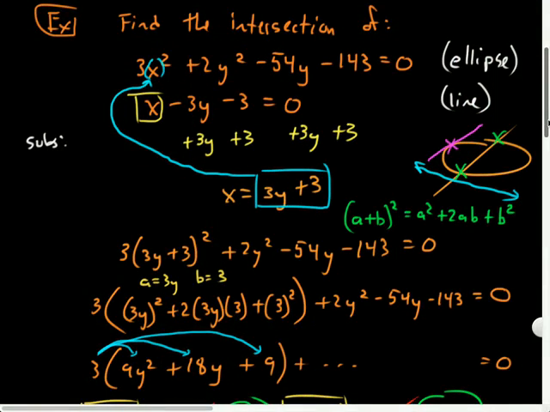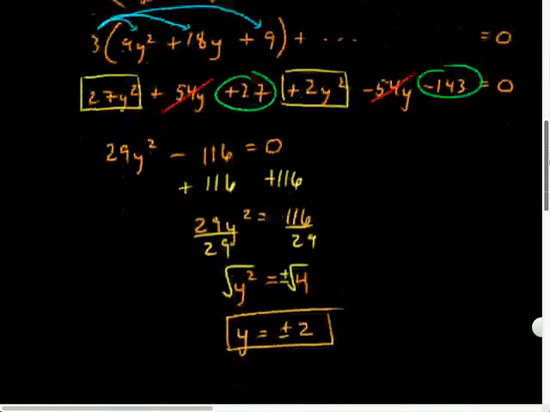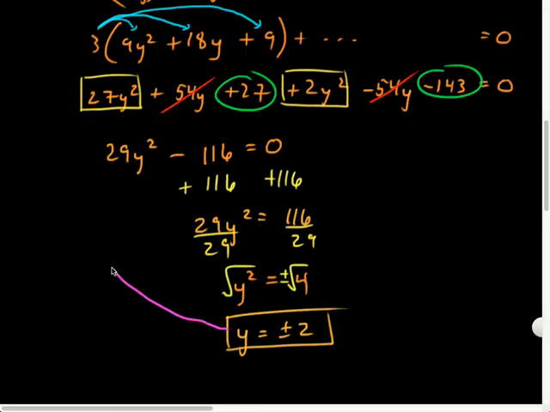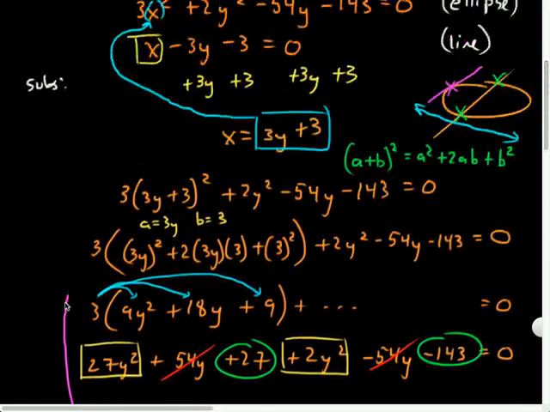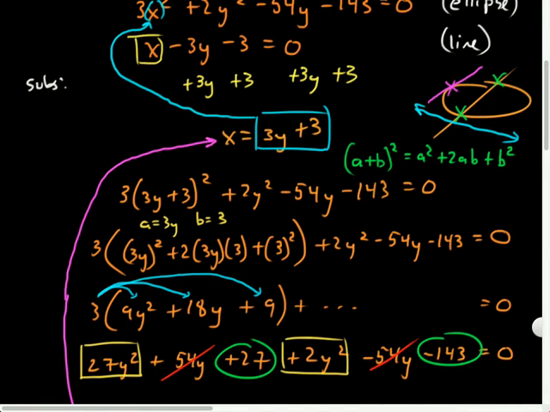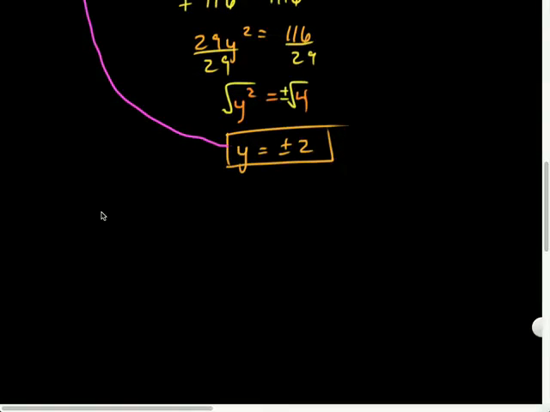Plug y in. Yeah, let's plug it in, and in fact, let's be clever about it. Let's plug it in to one of the equations that just has x and y in it, and better yet, why not just plug it into this revised equation? So x equals 3y plus 3, so I'm going to have 2 cases of that. X equals 3 times 2 plus 3, or x equals 3 times negative 2 plus 3.